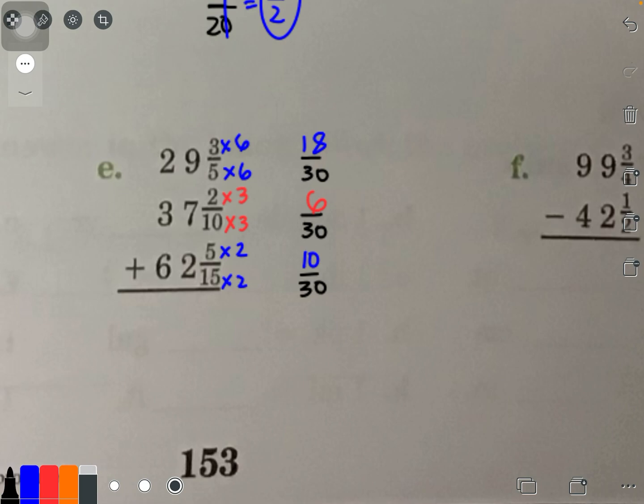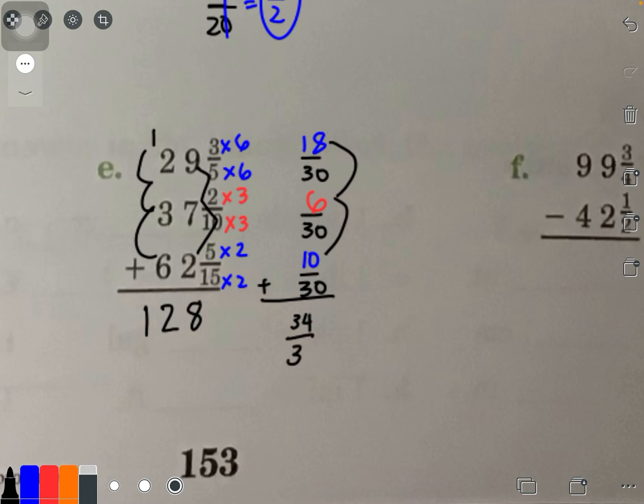I'm going to first add the whole numbers, because I don't want to forget they're there. So 9 plus 7 is 16. 16 plus 2 is 18. Carry the 1. 1 plus 2 is 3. 3 plus 3 is 6. 6 plus 6 is 12. All right, cool. Now we've got to deal with the fractions. 18 plus 6, well, 18, 19, 20, 21, 22, 23, 24. 24 plus 10 is 34 over 30.